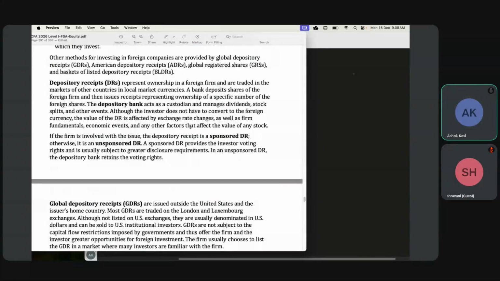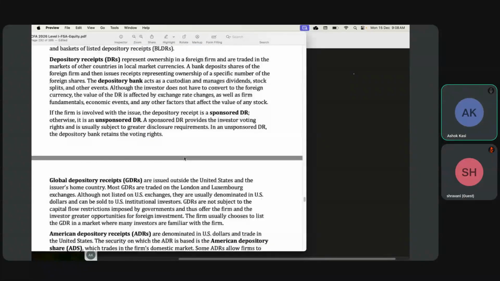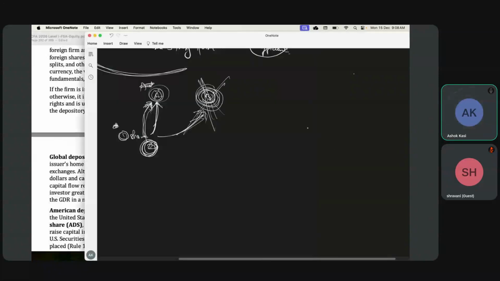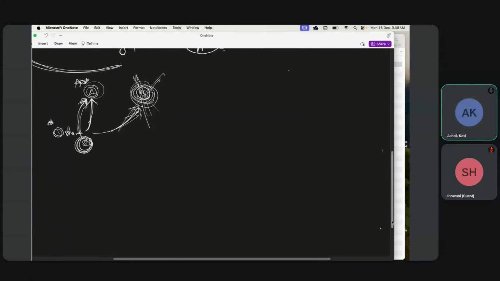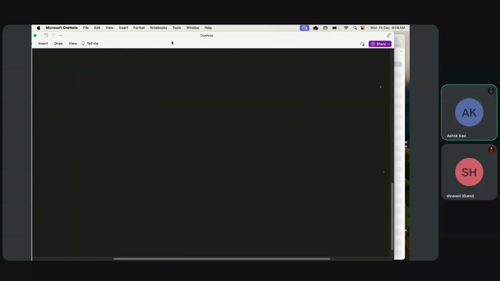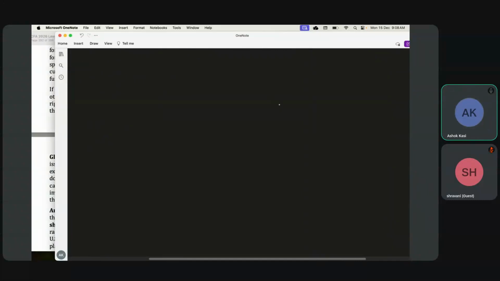Then depository receipts. What do depository receipts mean? ADR means that being in America, you are owning non-American company shares. This is India, and this is the US.